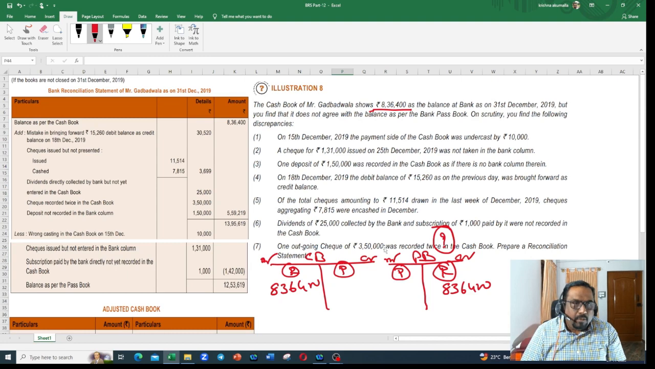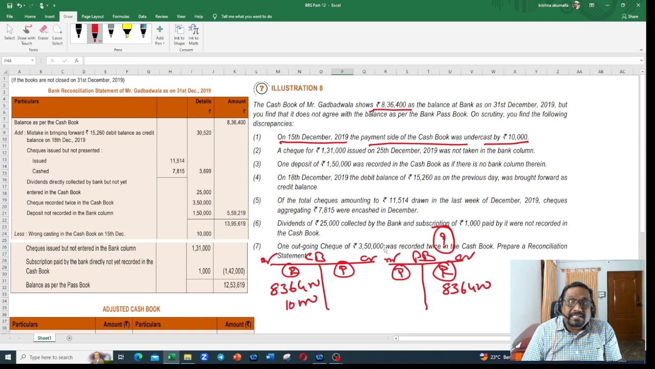Simple. Now, on 15th December 2019, the payment side of the cash book was undercast by 10,000. Payment side of the cash book, that means here. If the payment side is undercast, you need to ask yourself where the overcasting happened. Receipt side. If the payment side is undercast, you need to put the receipt side as overcast. So we will put 10,000 here.